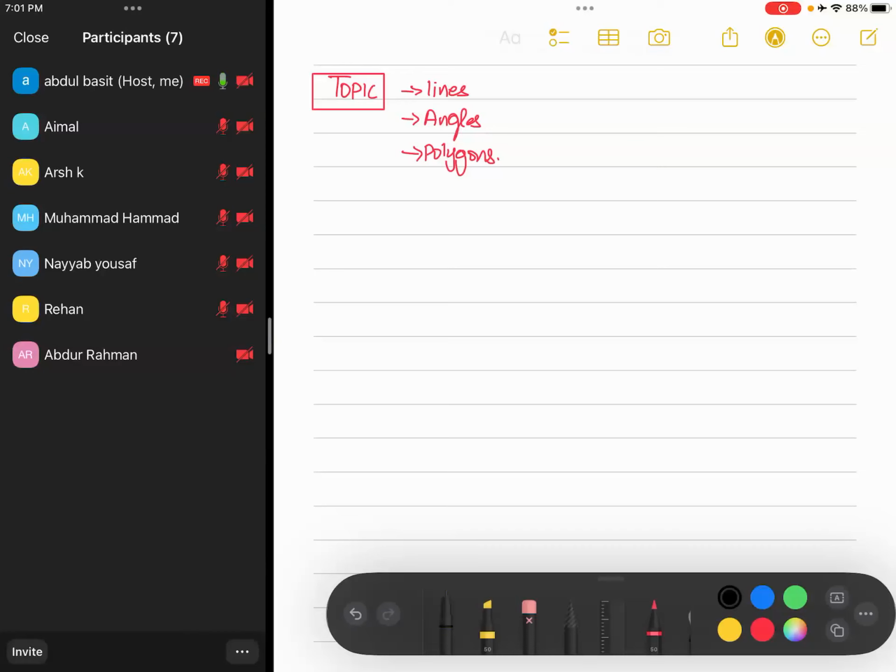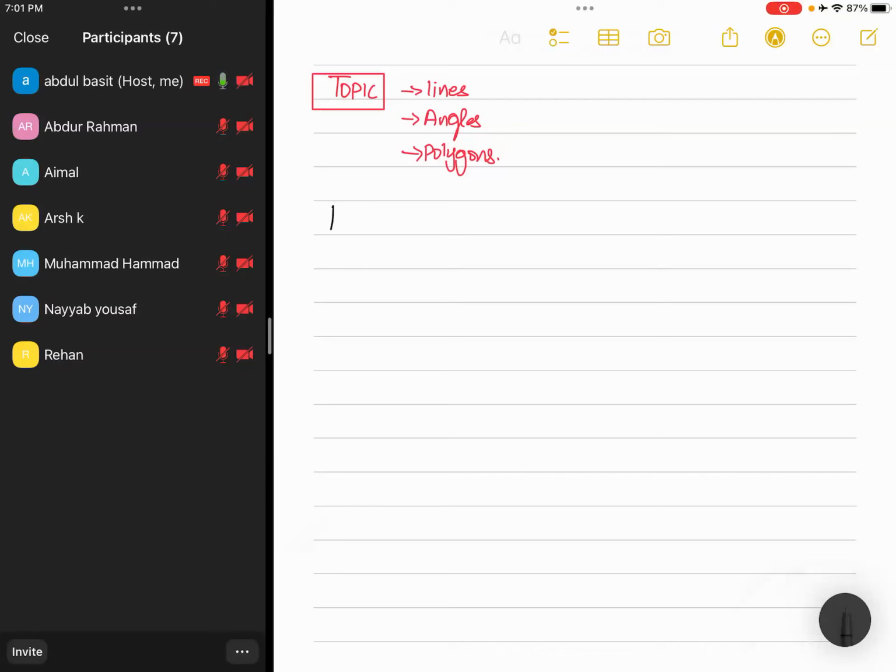This chapter, before proceeding to the trigonometry, it is very important to study this chapter. So please pay attention and start writing. मेरे साथ साथ ही लिखें, ठीक है? First of all, bacha, you should know what a line is.